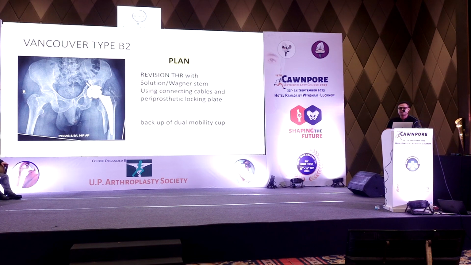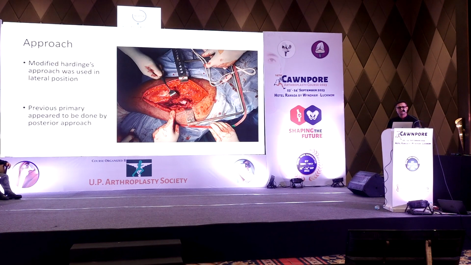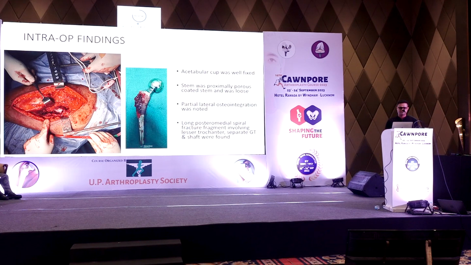And I had a plan of revising with Wagner stem, or Solution. I had kept both the stems, and connecting cables and a periprosthetic locking plate were also kept as a backup. And as a backup, I had a dual mobility cup also present. So I usually do all hips in Harding's approach, modified Harding's approach, so I did it in that only. And the previous primary appeared to be done by posterior approach.